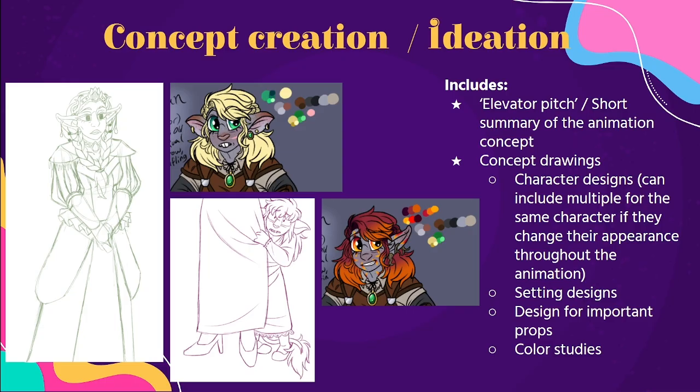So concept ideation and creation includes an elevator pitch or short summary of the animation concept, and then lots of concept drawings, which include things like character design, set design, prop design, as well as color studies, which you can see beside my designs here. I just plot out all the colors that are associated with each design. And some characters, depending on if they change appearance during the animation, may need multiple iterations. As you can see, this one character has 3 different designs for my animation.